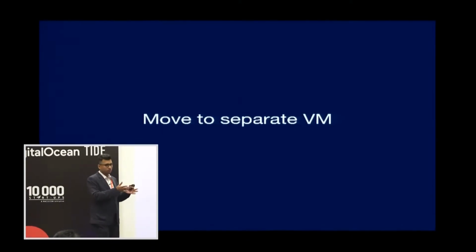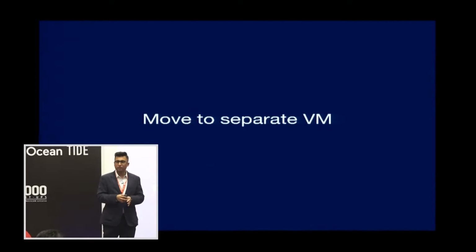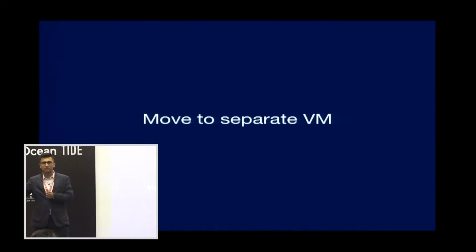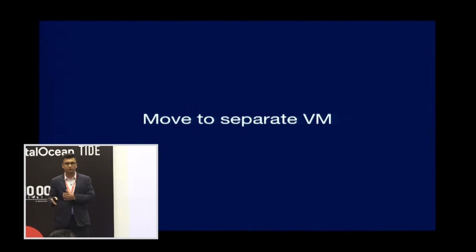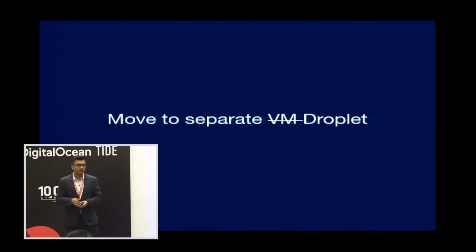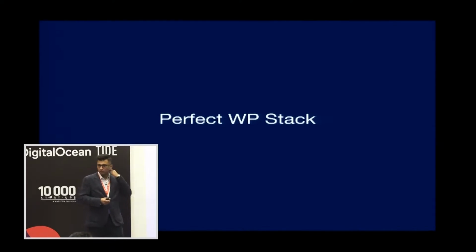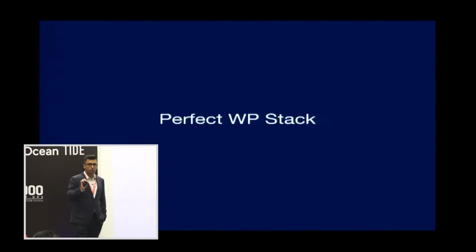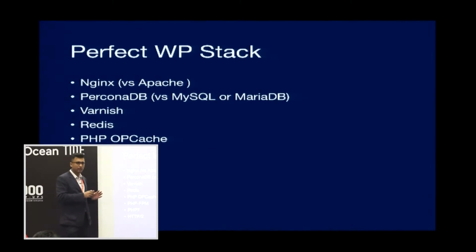Next, what I typically see everybody doing is, because WordPress is so easy, they start out with shared hosting or run it with something else. So while you start the scaling journey of WordPress, move it to a separate VM, and since we are at a DigitalOcean event, move it to a separate droplet. Once you move it to a separate droplet, you will be able to configure a stack which is perfect for WordPress. So these are a few of my recommendations.